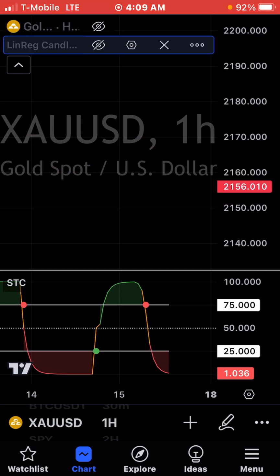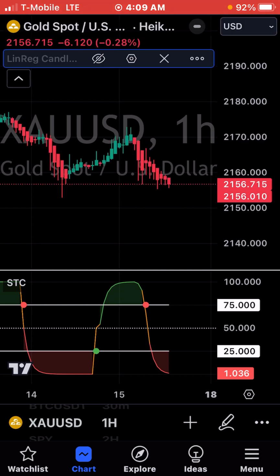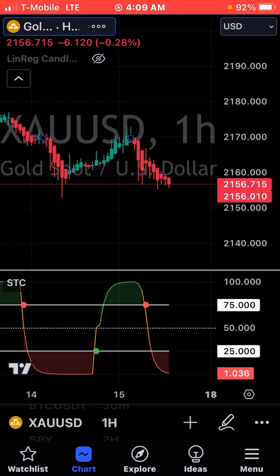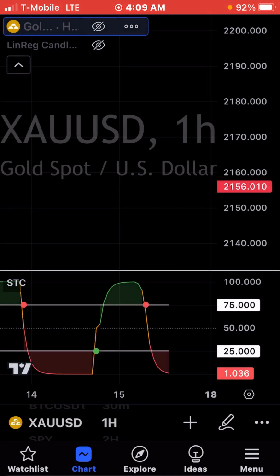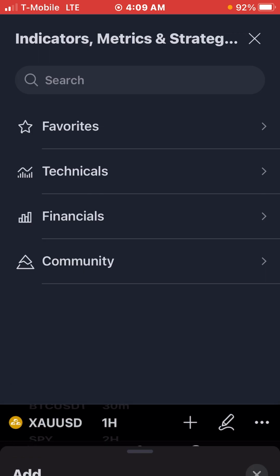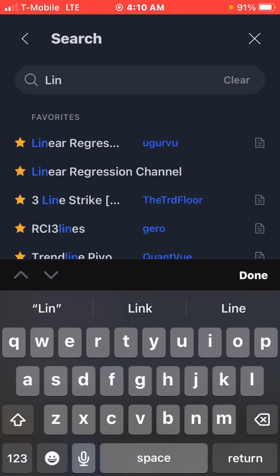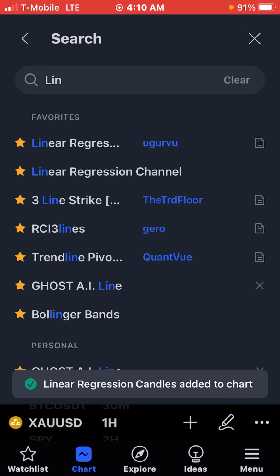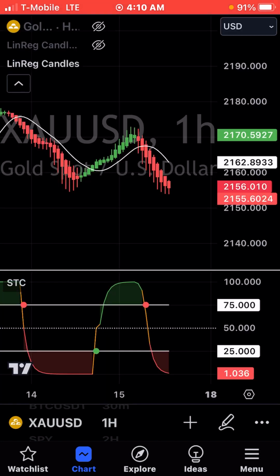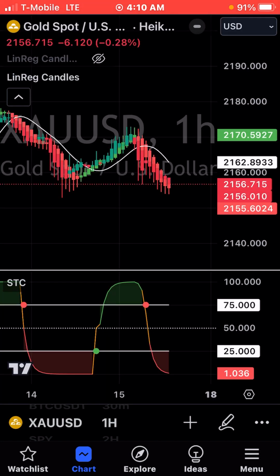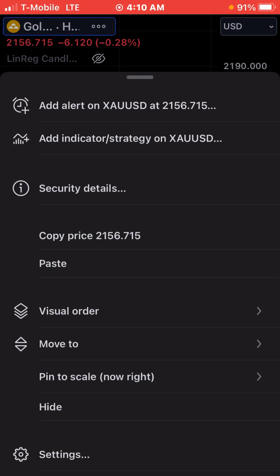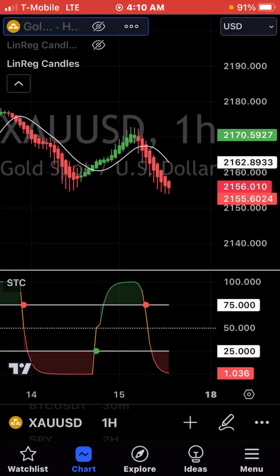Let me hide these real quick. When you have your screen like this, the first thing you've got to do is hide your candles. Then you go to settings, and then to the linear regression channel. It's going to look like this. If you turn it on with the candles, it'll just look layered, so you want to hide your candles.